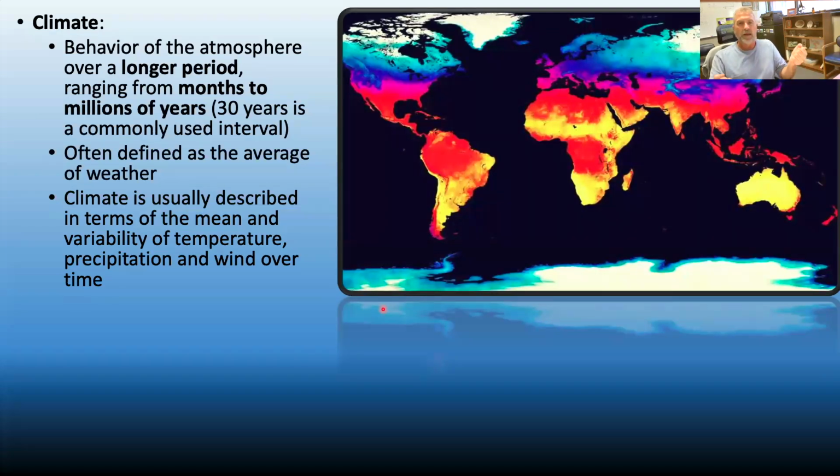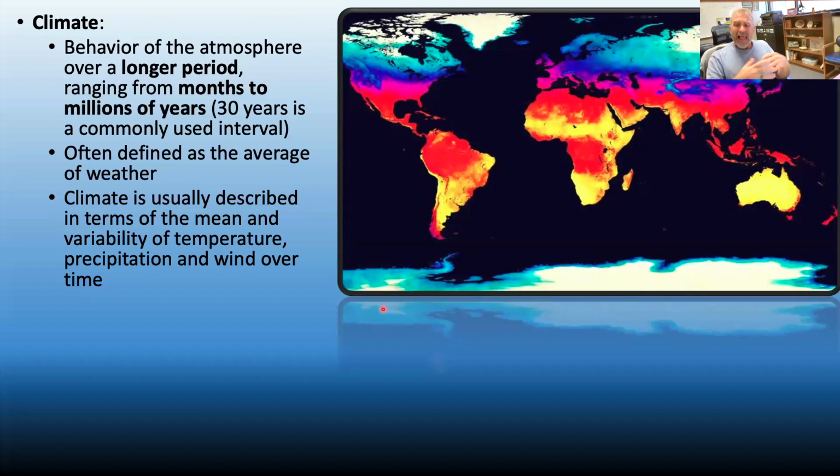And so this can range from months to literally millions of years. A lot of times, you'll see climate intervals broken into 30-year periods, which is fairly typical, especially if you are watching the current science and evaluations, computer modeling, and that sort of thing are being done. A lot of times they're working in 30-year intervals. Now, you'll hear climate defined in some instances as the average of weather.